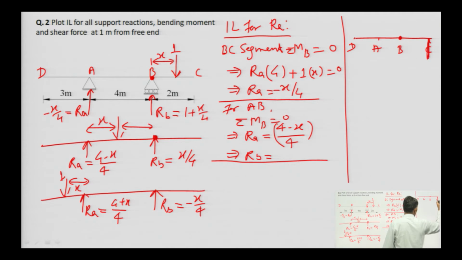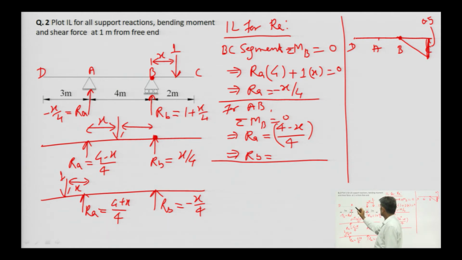So this one value is 0.5. And the slope is linear, actually it is linear. This is the plot for segment BC.